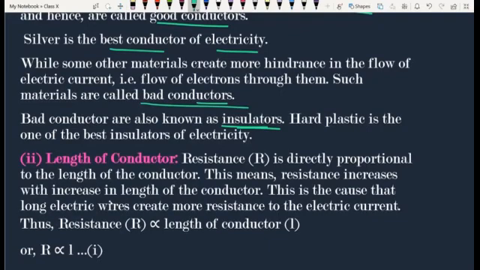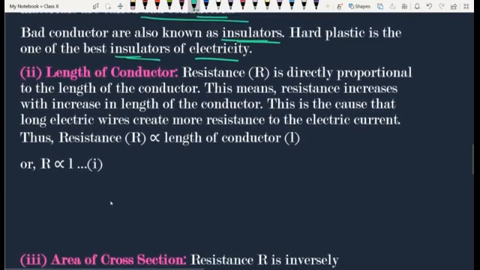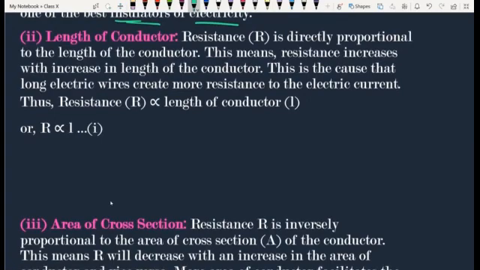Even the electrons cannot flow through these kinds of materials. Hard plastic is one of the best insulators of electricity, although we don't have a 100% insulator; it is not available right now. Now, the length of the conductor. We had already discussed this.